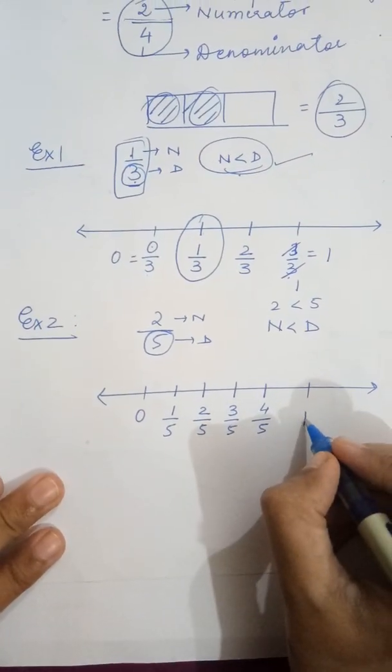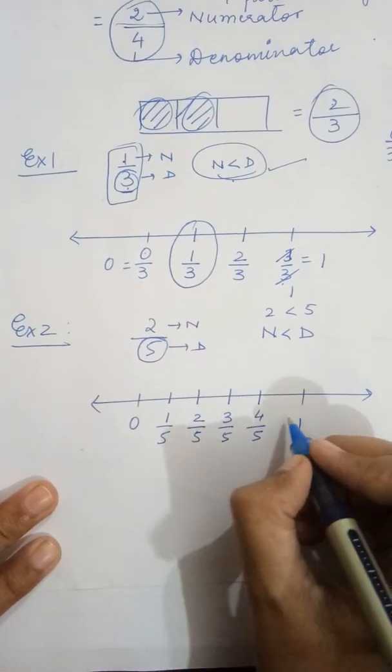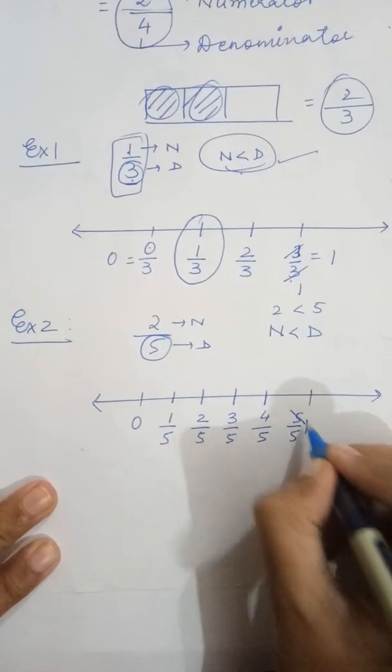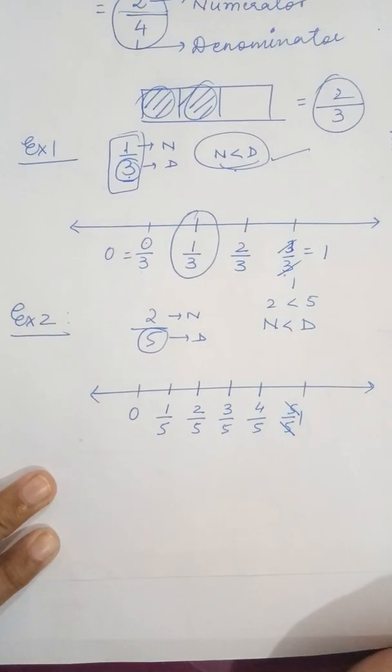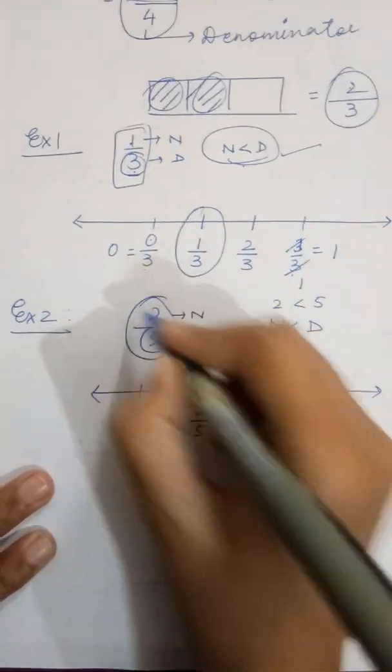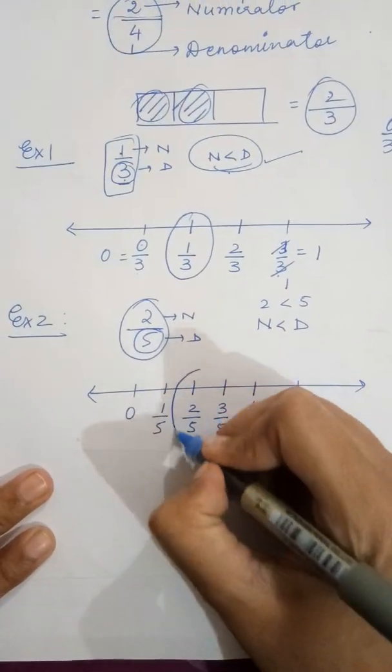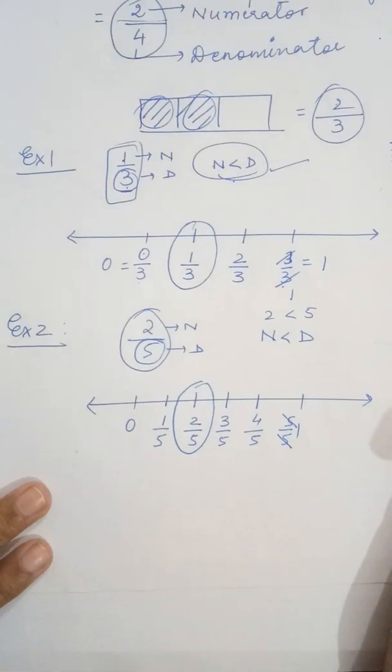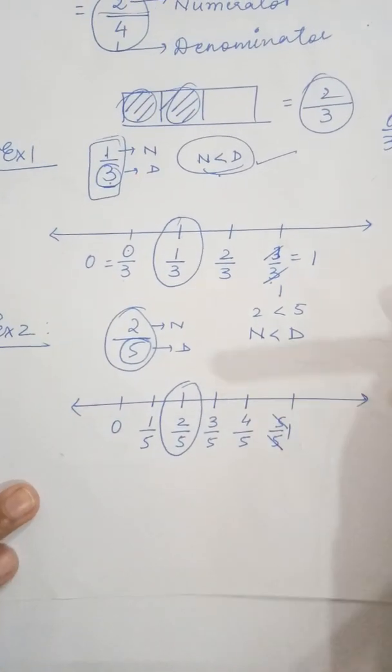Okay, and why is 1 there? Because after 4 what will come? 5 upon 5, and when I cancel it, it will give me 1. That's why I have written 1 here. Okay, now what do I have to show? 2 upon 5. So I am going to circle 2 upon 5, and that's how you are going to represent 2 upon 5. Okay, now let's move to exercise 5.1.